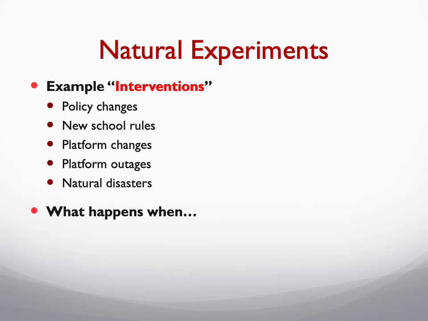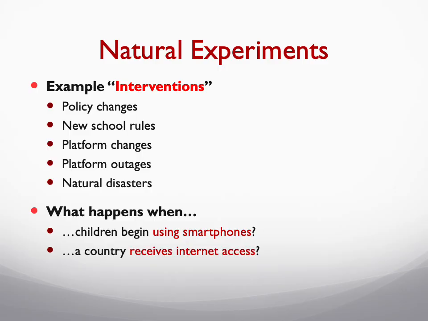And this is going to allow us to start asking interesting questions, but more advanced questions than we could necessarily test in a lab or a field experiment. So we can start to think about what happens when children are first given access to smartphones versus when they don't have access to smartphones. What happens when a country receives internet access relative to before it had internet access? What happens when TikTok goes down versus when TikTok is live? So we can start thinking about all these real world situations that might be going on.